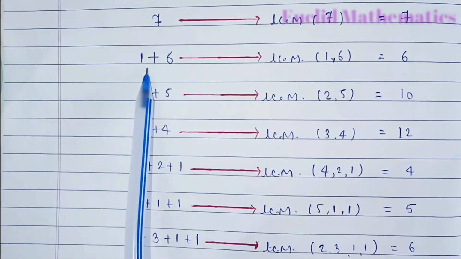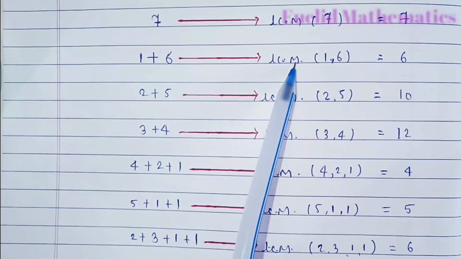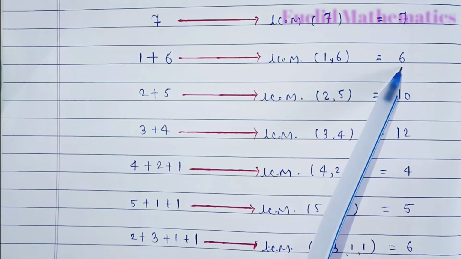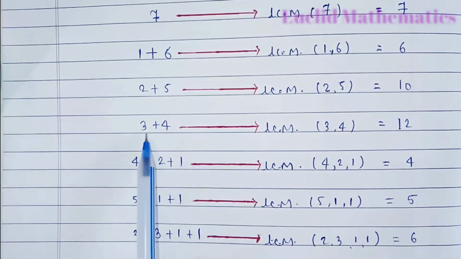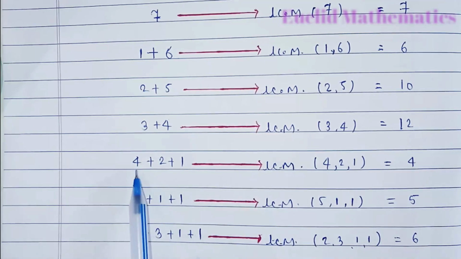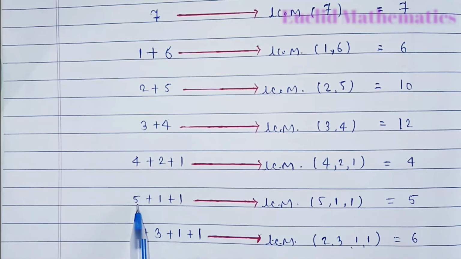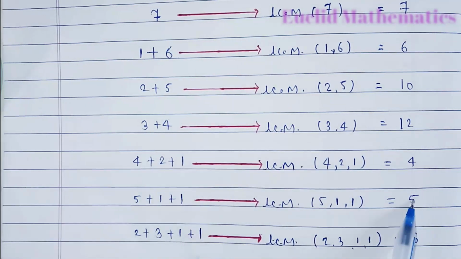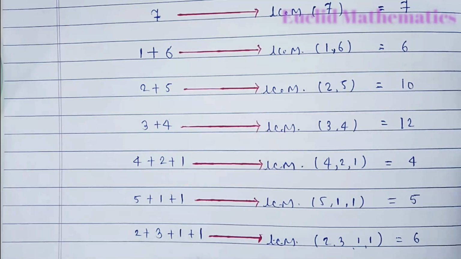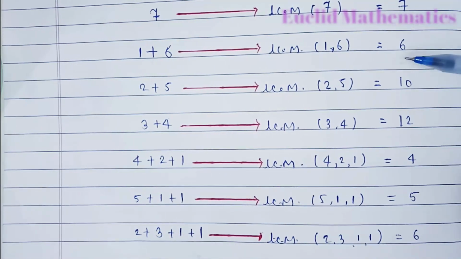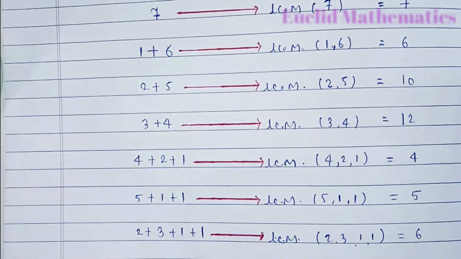Now let's go to the next, 1 plus 6. That means an element of cycle type 1 plus 6. Their LCM, of 1 and 6, is 6. Again 2 and 5, their LCM is 10. 3 and 4, their LCM is 12. 4, 2, 1, LCM is 4. Again 5, 1, 1, LCM remains 5. And 2, 3, 1, 1, their LCM is 6. So I got elements of order 7, 6, 10, 12, 4, 5 and 6. These are all the orders of our elements.